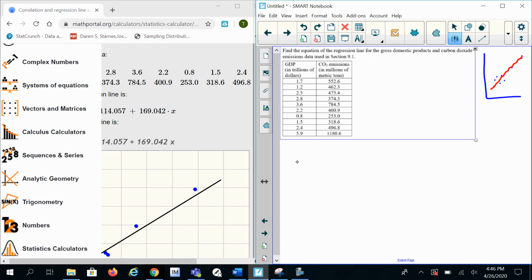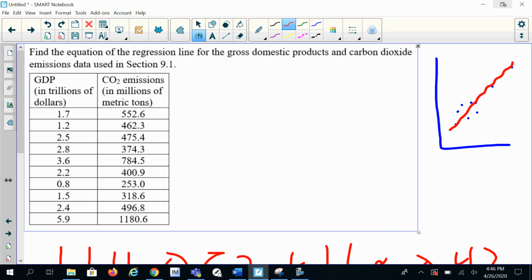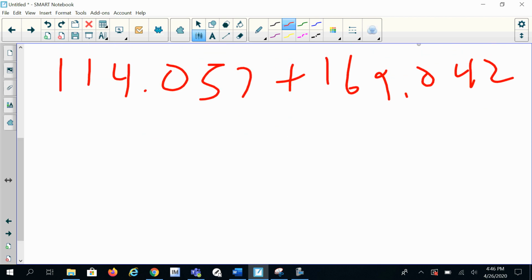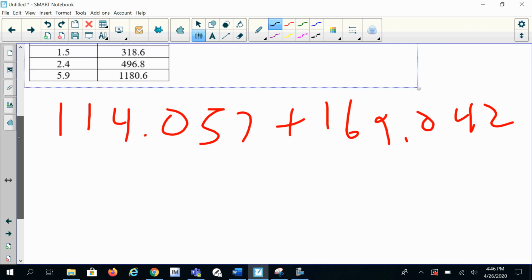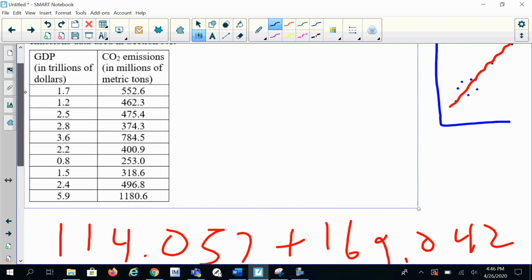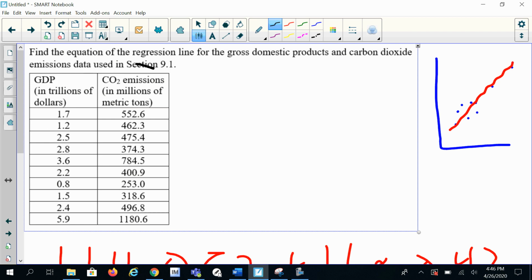All right, so it is 114.057 plus 169.042. Okay, so the way we're going to write this out is we use meaningful variables for y and x. So we're going to start out, instead of writing y, we're going to write what the y variable is, which is CO2 emissions. You can tell this is our y variable.